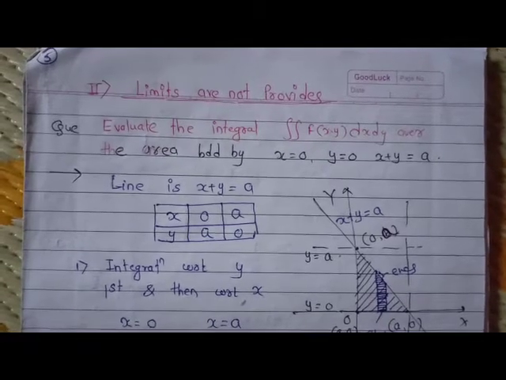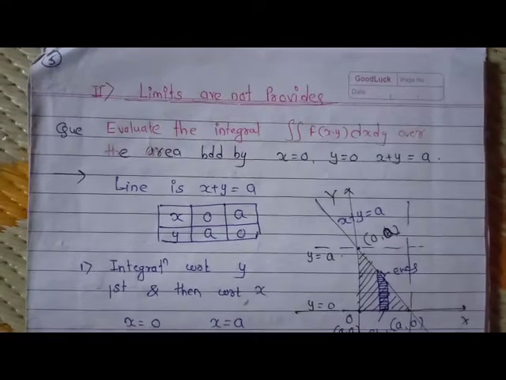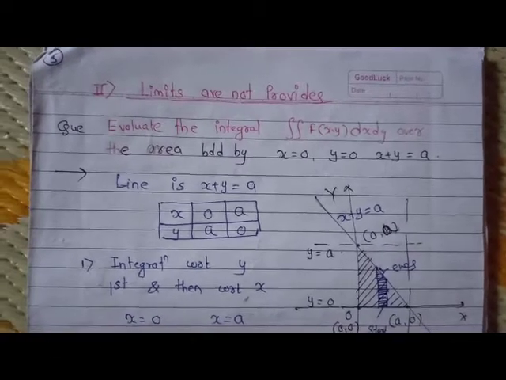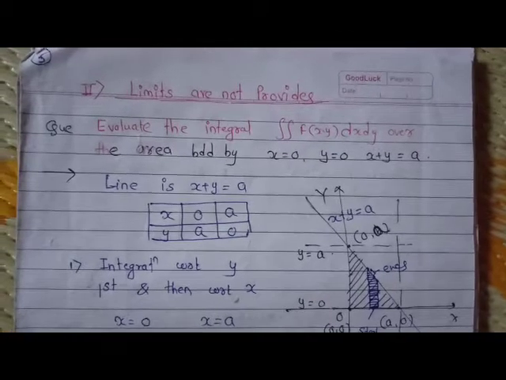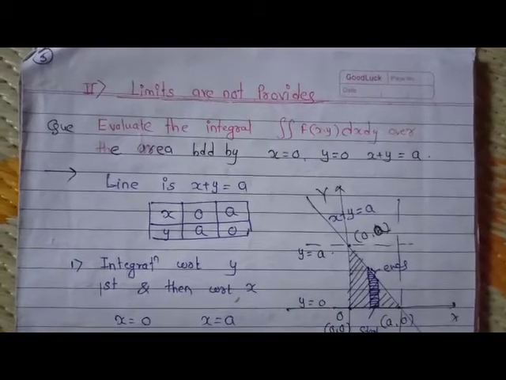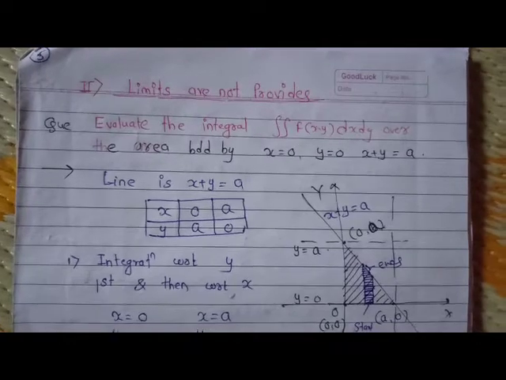Type number 2 in the double integration: limits are not provided. Limits not provided means they are not provided directly. They will be given in terms of different equations. So we'll start with the concept.